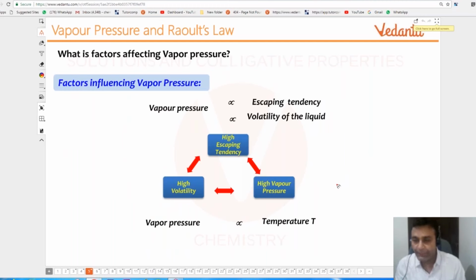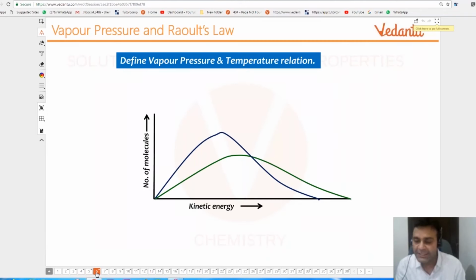So basically, vapor pressure is directly proportional to the escaping tendency, or we can say the volatility of the liquid. The one which is more volatile will create more vapor pressure, right? And vapor pressure is directly proportional to the temperature also. Now, a very interesting fact comes over here.